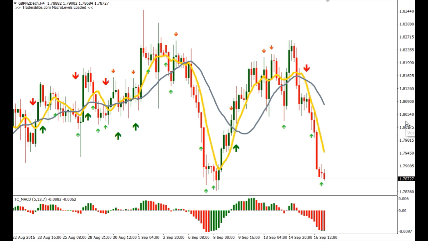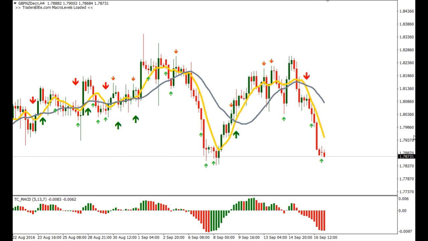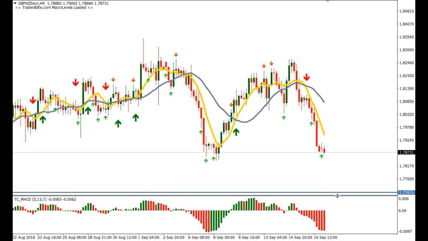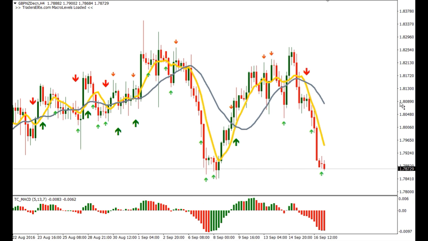Okay, pound Kiwi. If we haven't hit target 2 by now, then it's extremely close, and there's still plenty of room to move downward for this macro levels here. So that's been a great trade that we issued last week. Of course, would I get into it now?